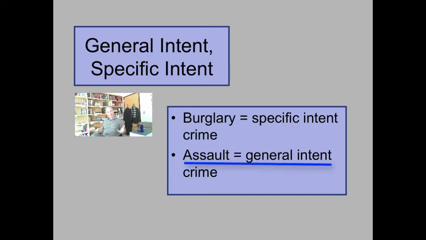Whereas assault is kind of the classic general intent crime, because when you swing and miss, that would be an assault, or when you swing and connect, a battery, we don't ask, are you aware of the reaction that you're likely to get from your victim or the damage that you're likely to cause to your victim? We're not interested in that. We just ask, are you aware that you're swinging at a person? Are you aware that you're aiming for some kind of offensive conduct?